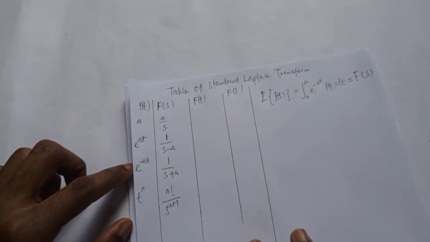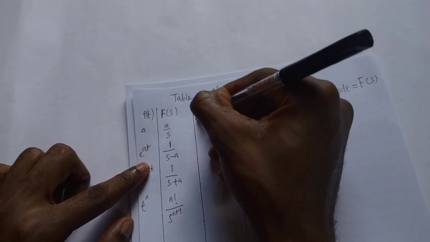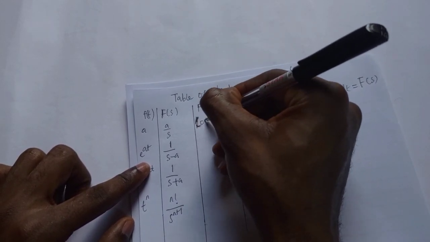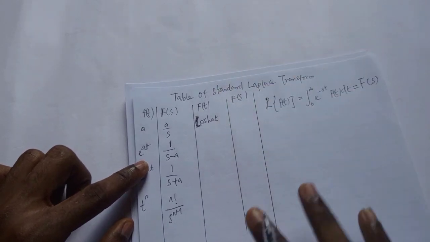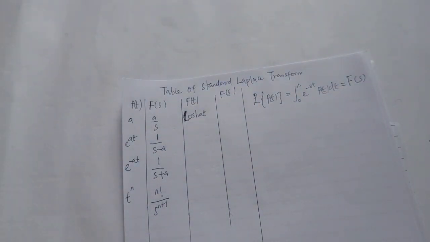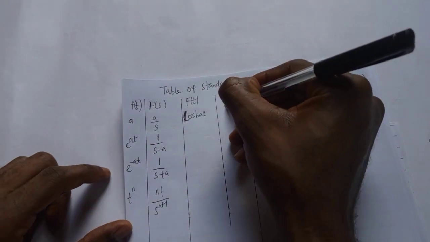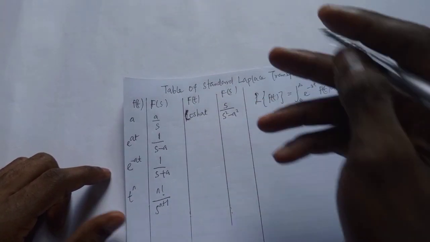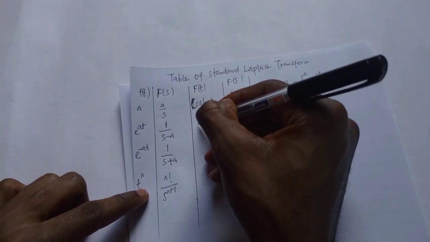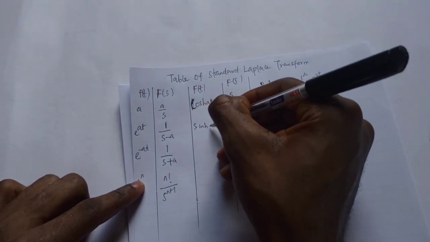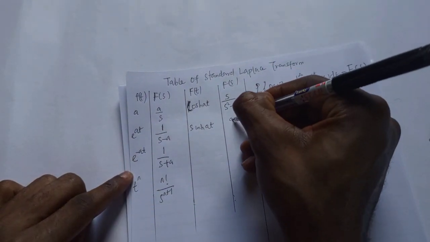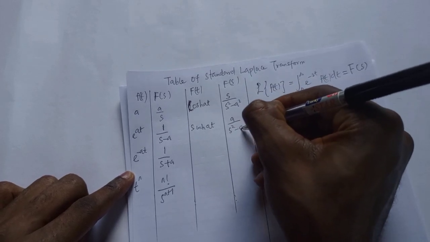Now, the next one is the Laplace of cosh, that is when f of t is equals to cosh at, a hyperbolic function. So the value of cosh at is going to give us s divided by s squared minus a squared. Next, when f of t is equal to sinh at, so the value of the f of s becomes a divided by s squared minus a squared.